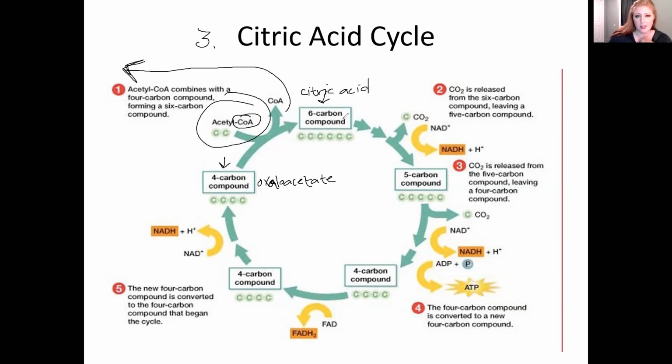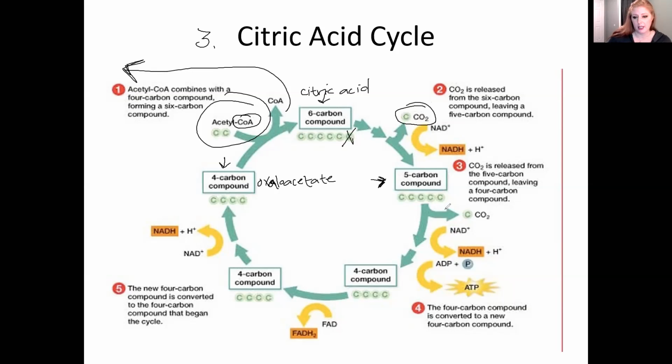Okay, now stuff's going to happen, and we're just going to watch the carbons. Notice that as we go around our cycle here, we have carbon dioxide forming. What does that mean? Where did the carbon come from? Came from our 6-carbon, right? So we've lost a carbon. And now we're here at this 5-carbon compound.